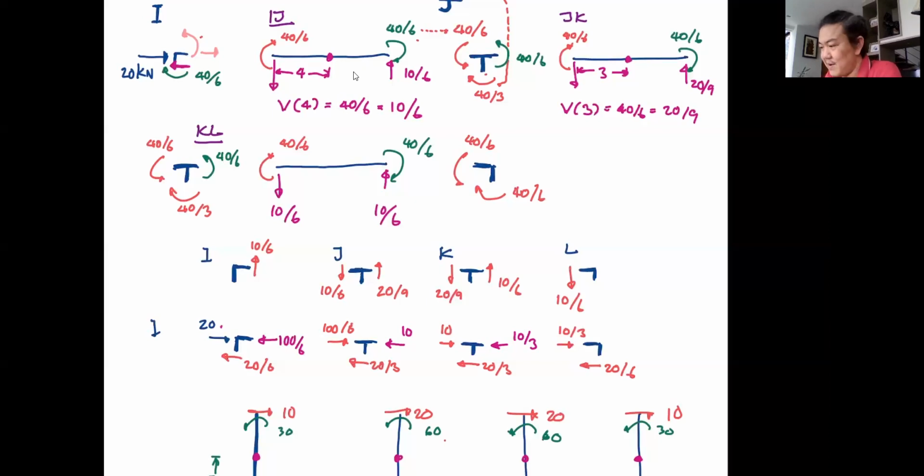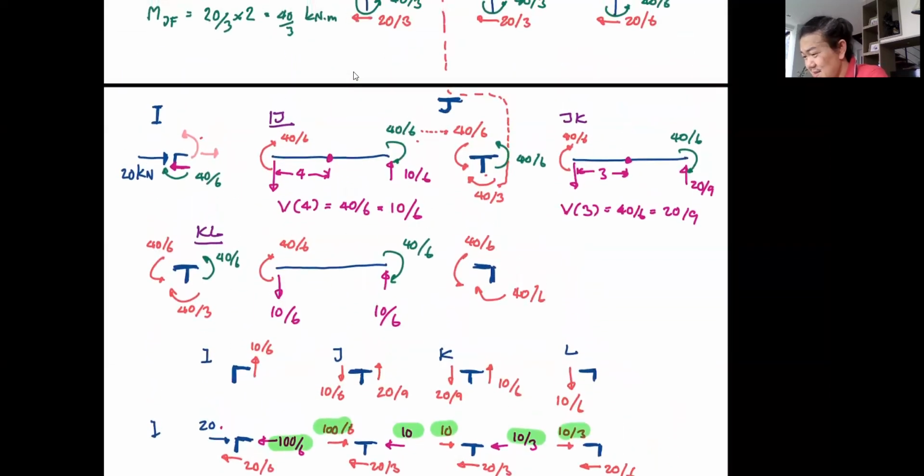Now don't forget to bring this back to your beam as well to complete the free body diagram of members IJ, JK, and KL. Now you have IJ, so you're going to have the axial force here and here and here and here and here and here. So you see, after we figure out how to solve the shear, it's just pretty simple.